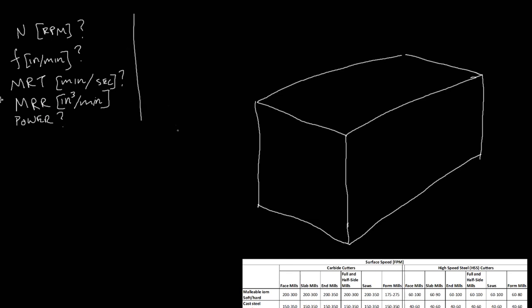Okay, so in this example, we're going to work with 6061-T6 aluminum. So this block is made out of 6061-T6 aluminum. It has a hardness of about 95 Brinell on the Brinell scale.